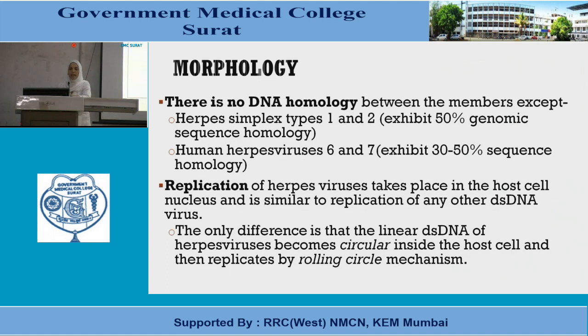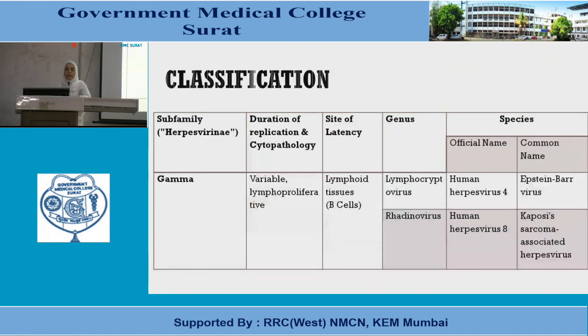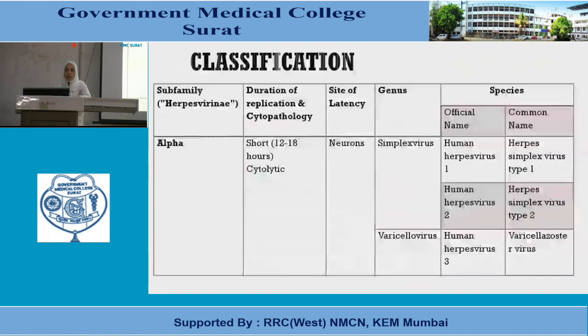Now going to the classification, they are classified as alpha, beta and gamma. If we see one by one, the alpha subfamily is Alphaherpesvirinae. Their duration of replication and cytopathology is short, around 12 to 18 hours. They have cytolytic effects, and their site of latency is neurons, so they stay hidden and silent inside the neurons.